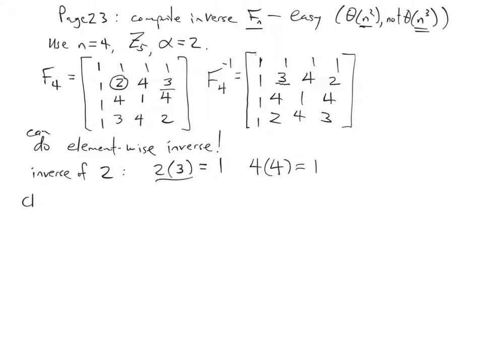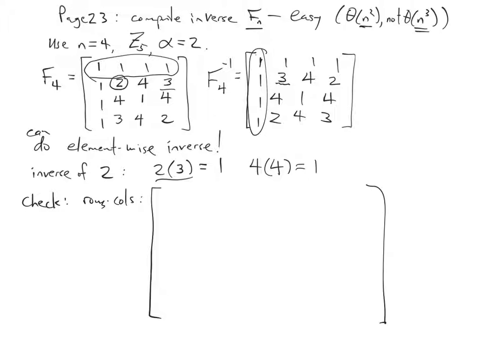And the check: if you do rows times the columns, I'm going to actually do all of these laboriously because it's so fun. First I'm going to do this row times this column. In the usual way, we point to here, here, here, and at the same time to here, here, here, and we multiply, so it's 1 plus 1 plus 1 plus 1, which is 4. Not good if we're trying to get the identity. We'll talk about that in a minute.